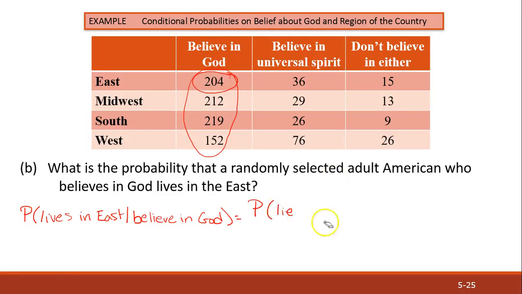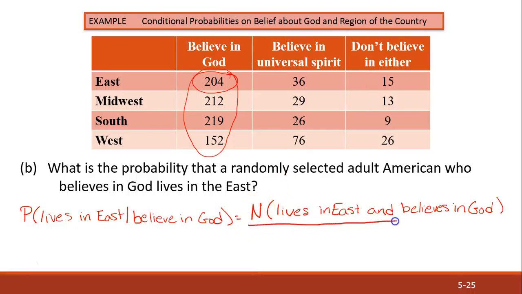So this right here, lives in the East and believes in God. You don't have to write all of this out. I am, just for further explanation reasons. And that really was supposed to be an N there. Sorry, guys. So N, it's not the probability we're using, it's the number that we're using. And then the number of people who believe in God.